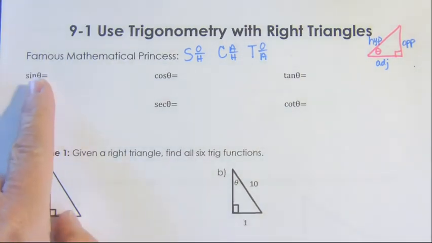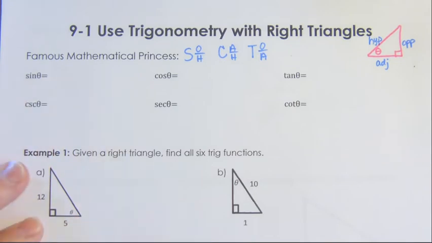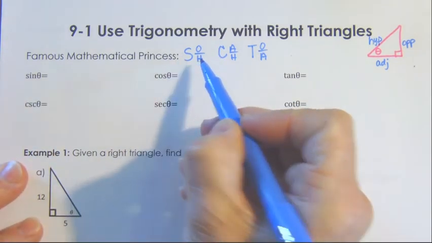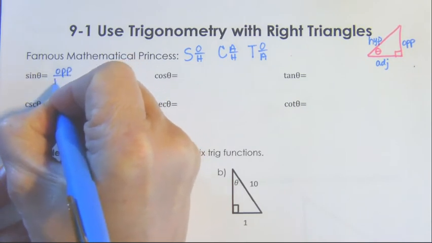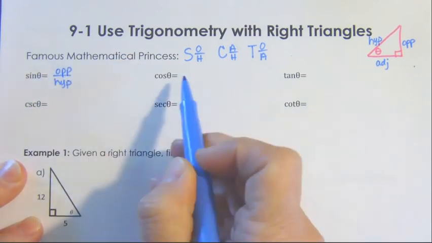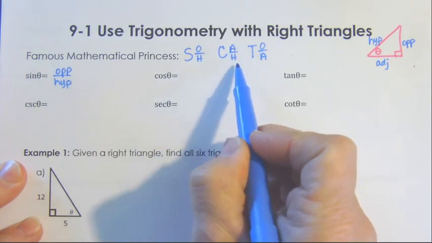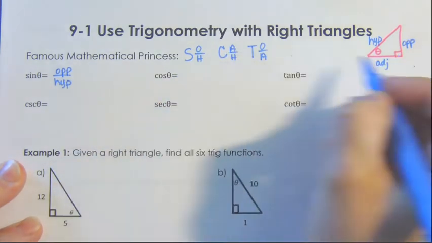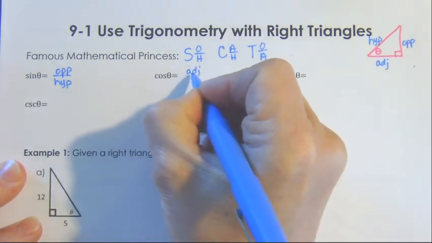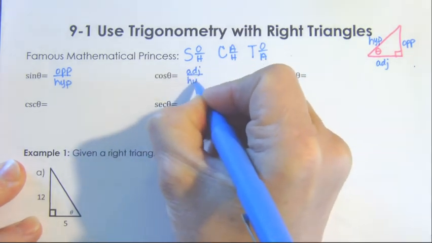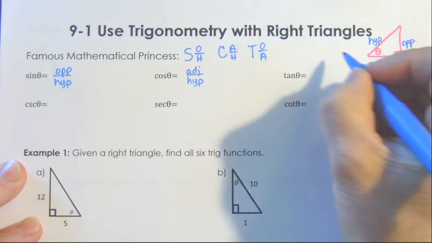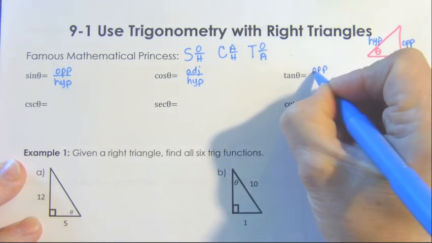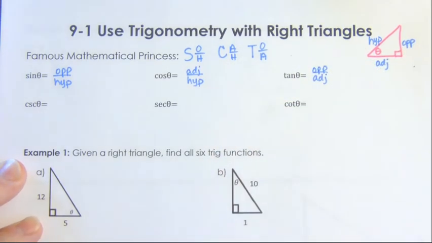To find the sine of angle theta, we would do the opposite side over the hypotenuse. So this would just be opposite over hypotenuse. To do cosine, we would do adjacent over hypotenuse. And hopefully, again, you're remembering this from last year in geometry. Tangent of an angle is the opposite side over the adjacent side.